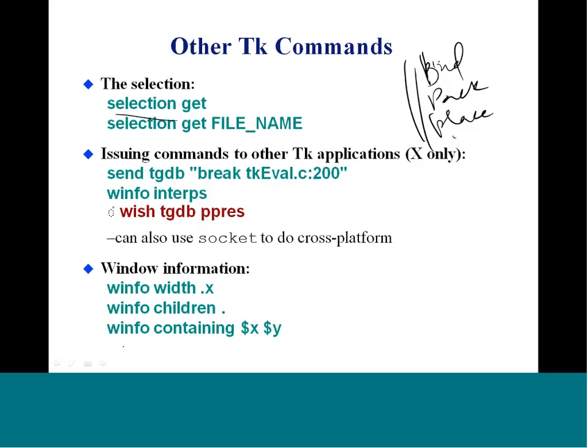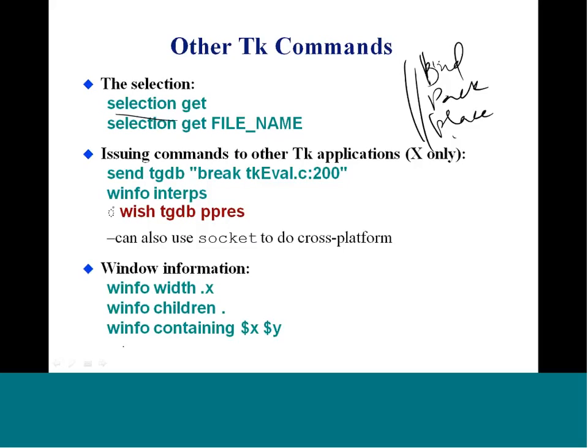So in a selection, essentially the concept is that there is a given owner for a selection, and the applications are requesting the value of the selection from that owner. So you can think of it that way. The X server itself keeps track of the ownership. The applications are informed when some other application takes away the ownership.